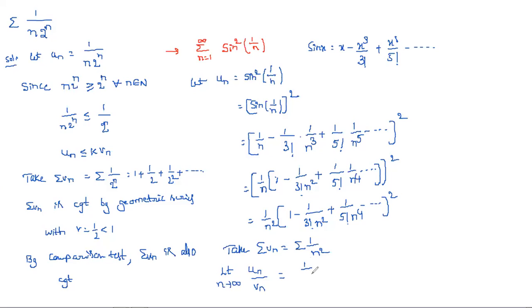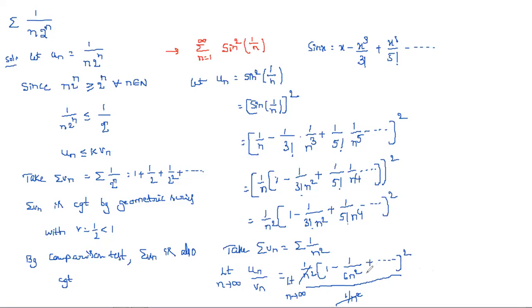So Un is nothing but what we simplified. That one we can write as (1 minus 1 by 3 factorial 6n square, plus and so on) whole square, by Vn, which is nothing but 1 by n square. Here it is having 1 by n square, 1 by n square, both will cancel. And what about the remaining? And this total one, limit n tends to infinity.